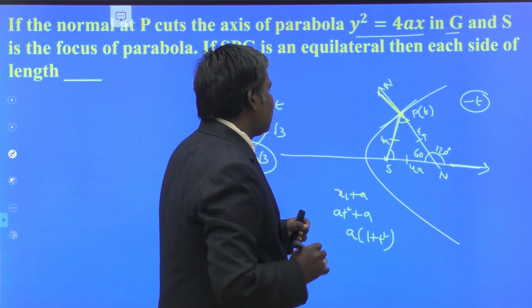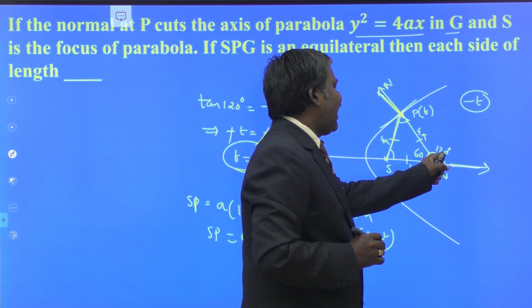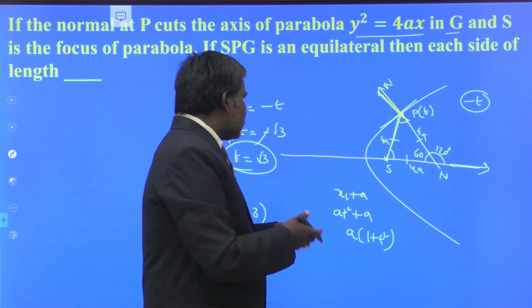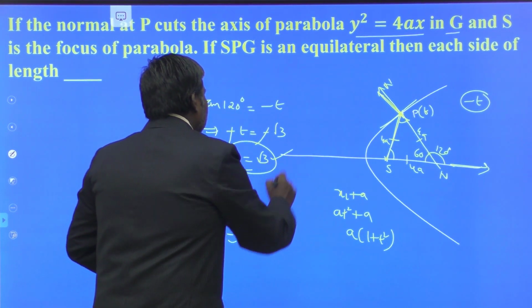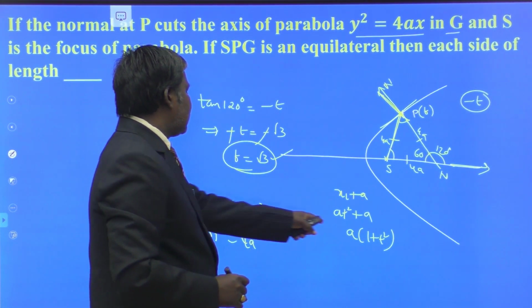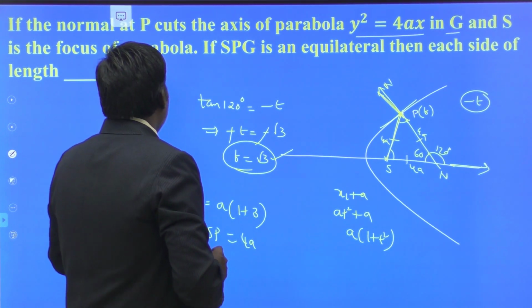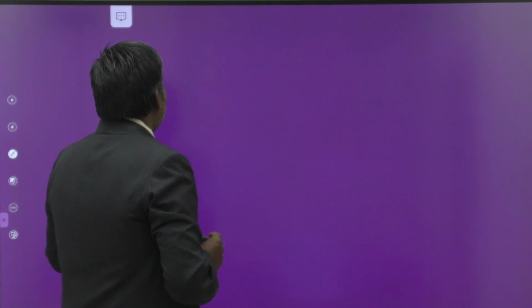So the one and only concept behind this problem is you have to identify that one angle is 120 degrees. If it is 120 degrees, automatically you obtain the t value. Just substitute the t value here itself, and we obtain the length of the side of the triangle. Understand? Next one.